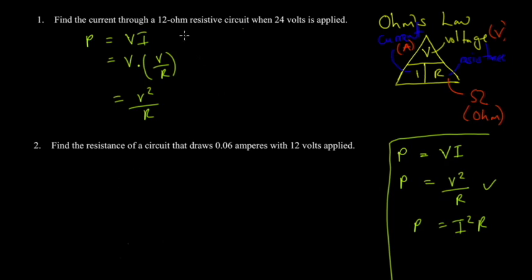Now say the voltage is 24 volts and the resistance R is 12 ohms. So this one will be squared, over R, which is 12 ohms, and then you get your power. You get 48 watts.